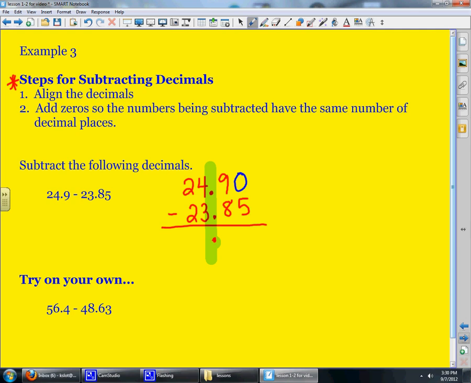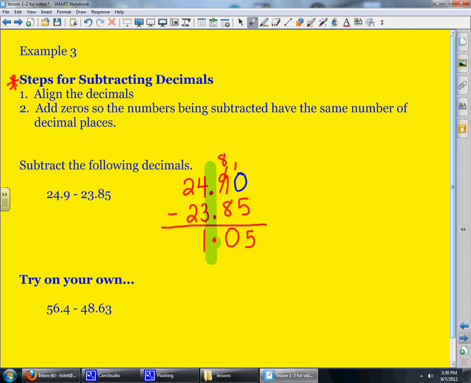So let's subtract. We cannot subtract 0 from 5, or 5 from 0, so we have to borrow. So then 10 minus 5 is 5. 8 minus 8 is 0. We have the decimal point here. 4 minus 3 is 1, and 2 minus 2 is 0. And we don't have to write that 0 in front of the 1. So the answer is 1.05.